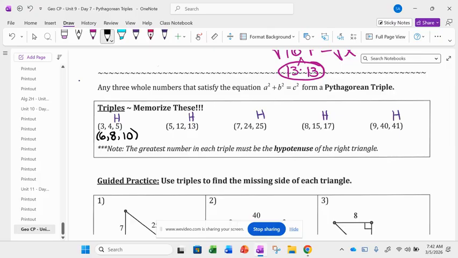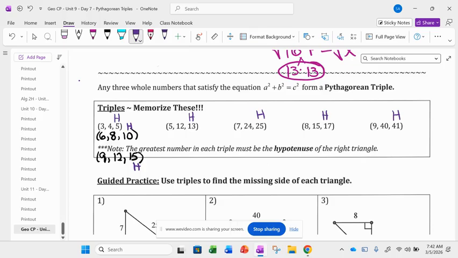There's one more that I want you to memorize, but it is another multiple. So if I do 3, 4, 5 times 2, I got 6, 8, 10. If I do 3, 4, 5 times 3, I'm going to get 9, 12, 15. And the hypotenuse has to be 10 and the hypotenuse has to be 15. So all together, I want you guys to memorize 1, 2, 3, 4, 5, 6, 7 Pythagorean triples.